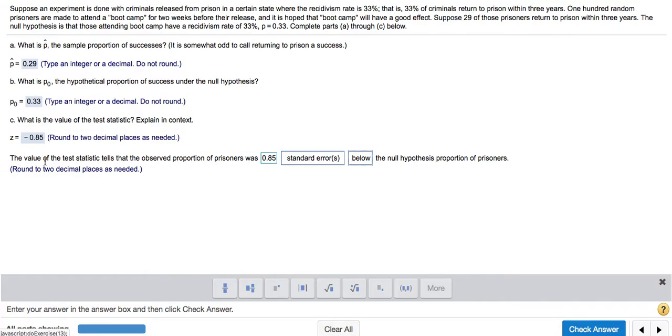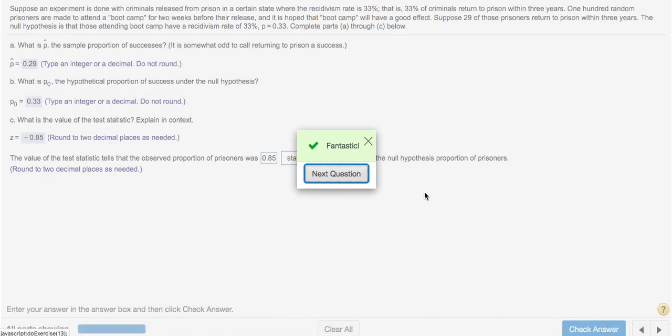So let's just read the sentence, make sure it makes sense. The value of the test statistic tells that the observed proportion of prisoners was 0.85 standard errors below the null hypothesis proportion. So that seems to make sense, and I'll check my answer. Okay, that's it for this problem.